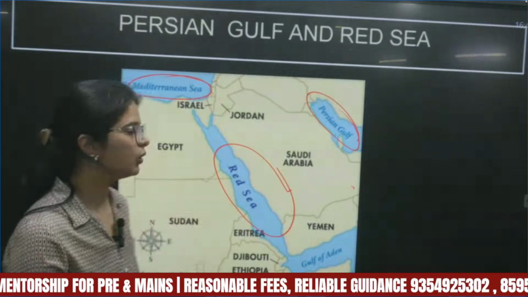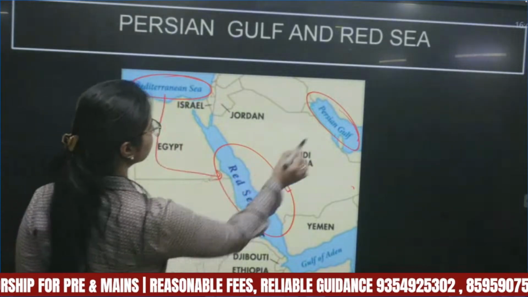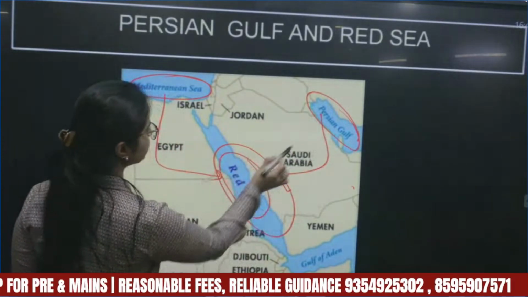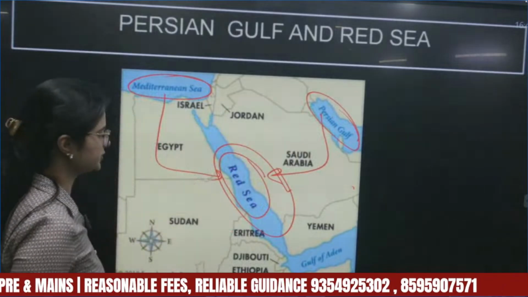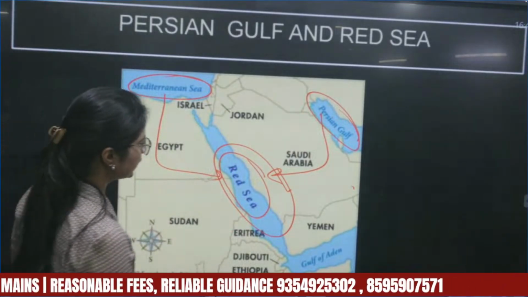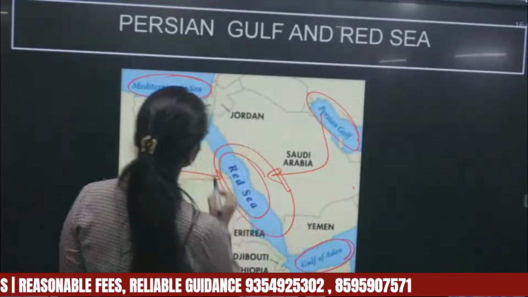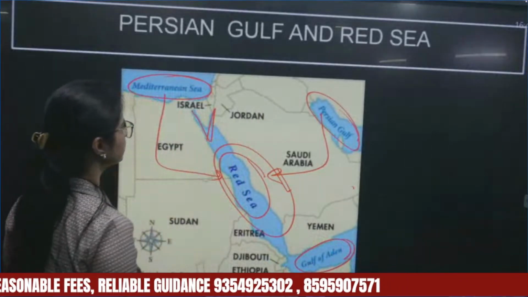I'm having all three here in one diagram. In one, this is the Red Sea, this is the Persian Gulf, and the Mediterranean Sea. Here you're having the Gulf of Aden. These are also gulfs.